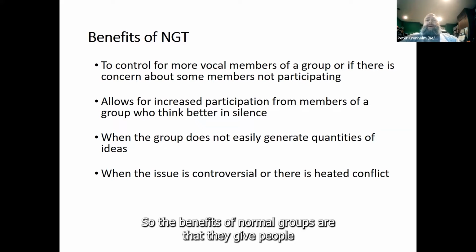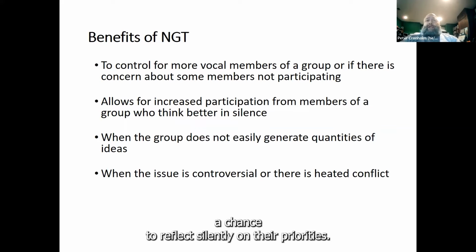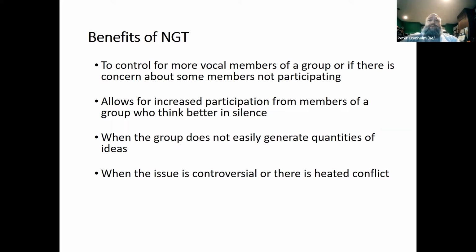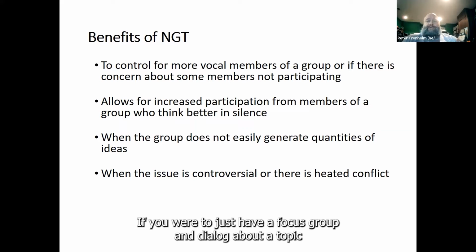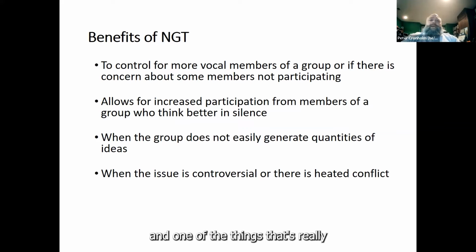So the benefits of nominal groups is that they give people a chance to reflect silently on their priorities. This has a way of really preventing individuals from dominating the conversation. It's a particularly good method if topics are controversial, where debate might limit generation of items, if you were to just have a focus group and dialogue about a topic. And one of the things that's really wonderful about the process is you walk away with a usable product that is reflective of how the group prioritized the items discussed.